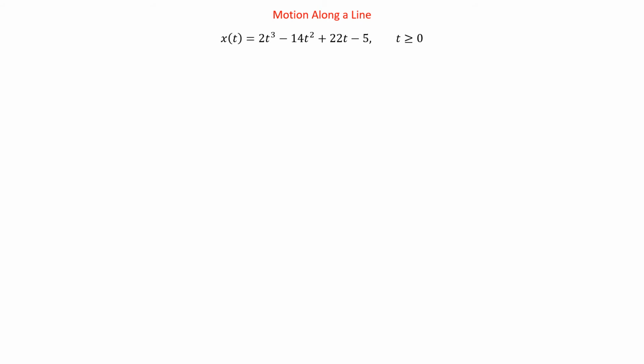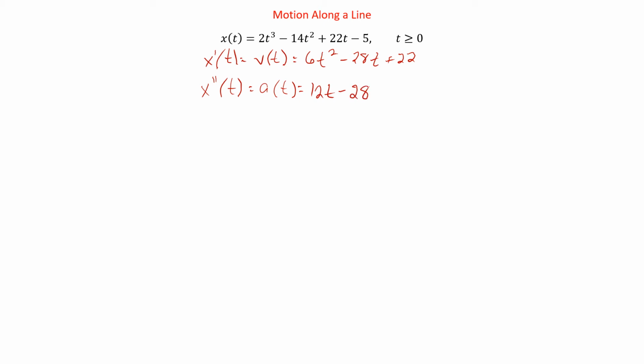So just a polynomial. We can find the derivative, x prime of t, which would be the velocity of this particle. The derivative will have 6t squared minus 28t plus 22. And then we'll factor that. Let's find the second derivative as well while we're here. That'll be a of t. That'll be 12t minus 28.